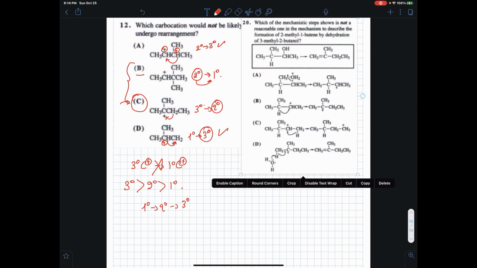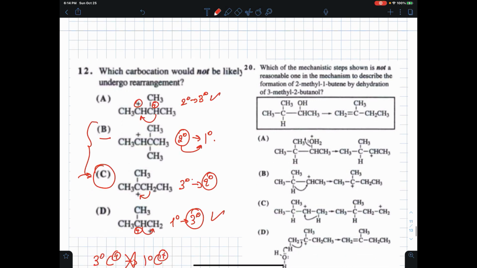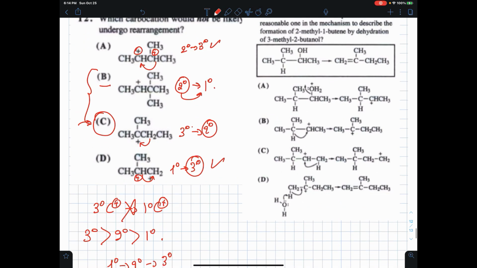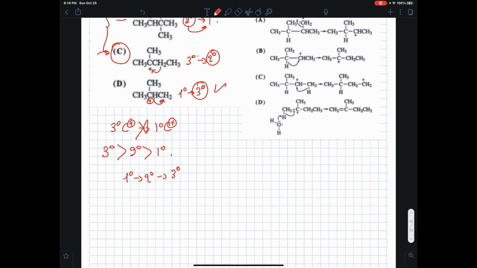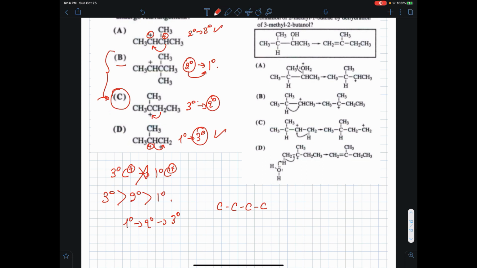Now looking at number 20 here, which of the mechanism steps shown is not a reasonable one in the mechanism to describe the formation of 2-methyl-1-butene by dehydration of 3-methyl-2-butanol? So let's look at the mechanism of how the dehydration occurs. 3-methyl-2-butanol. Butanol is 4 carbons, 1, 2, 3, and 4. You're not supposed to know the name of this one. Actually, they give it to us.